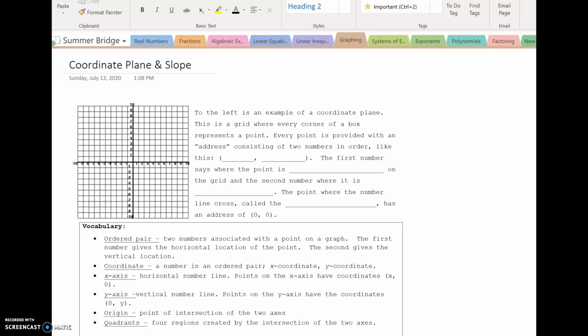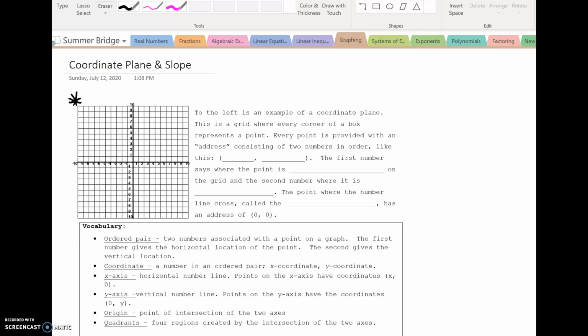So if we take a look at this graph right over here, that is what we call a coordinate plane or a graph, okay? The horizontal line here is what we call the x-axis, and the vertical line here is what we call the y-axis. The point here in the middle, where they cross, which we call an intersection, is the origin.